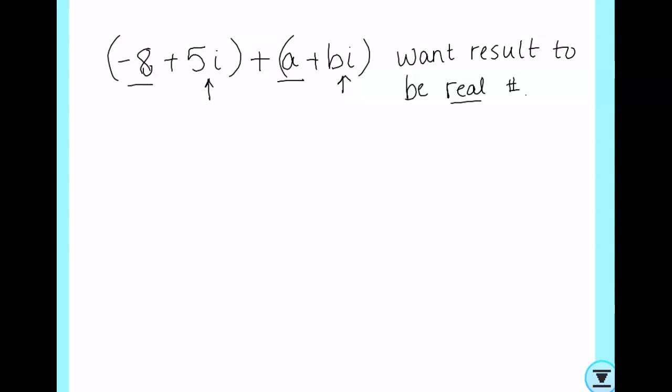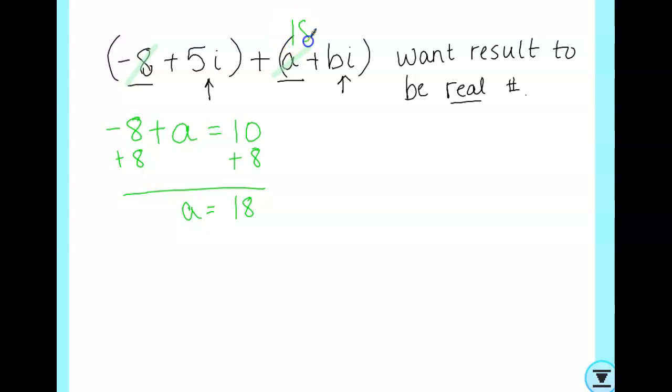So we think about it like this. Okay, so we're going to be adding these two together. So -8 plus a can be anything really, as long as it's not equal to 0, because I want that result to be a real number. So it can be anything, and we can pick any number, right? So if I want this to be equal to 10, then I just solve this. So add 8 to both sides. And so a could be equal to 18, for example. Okay, so we could have 18.